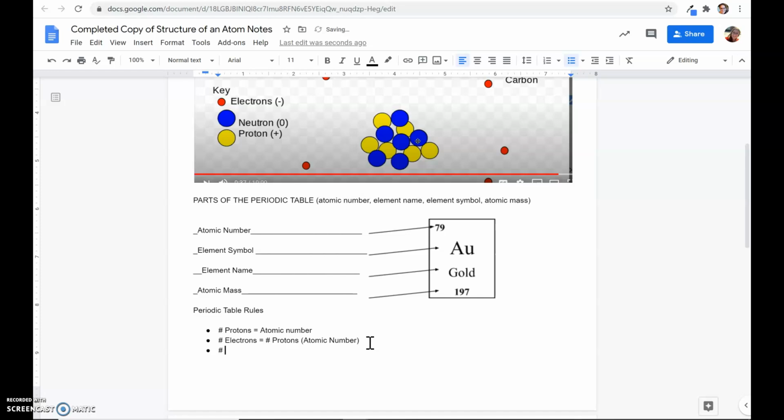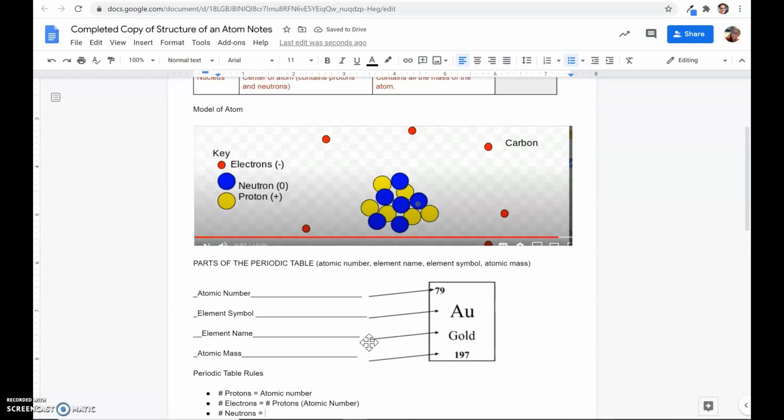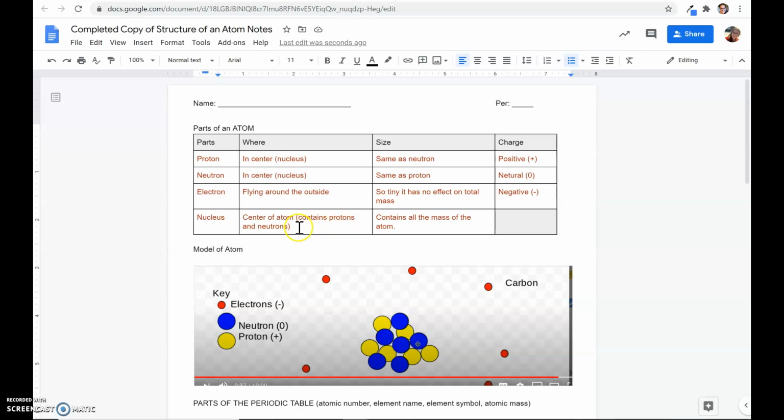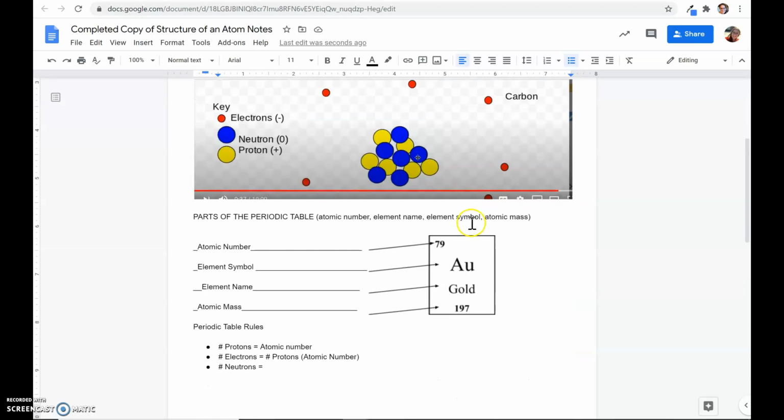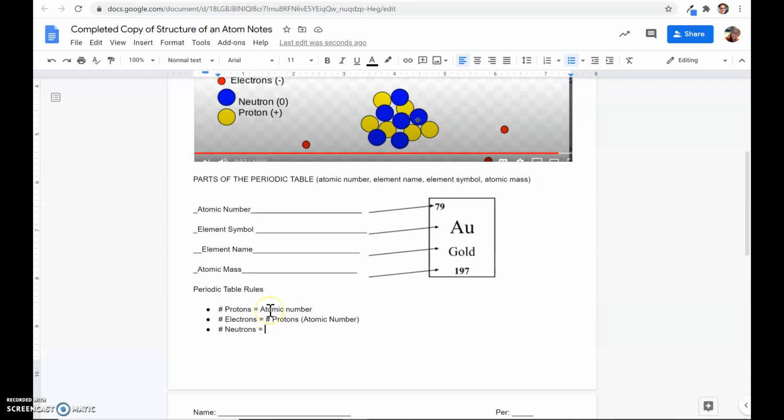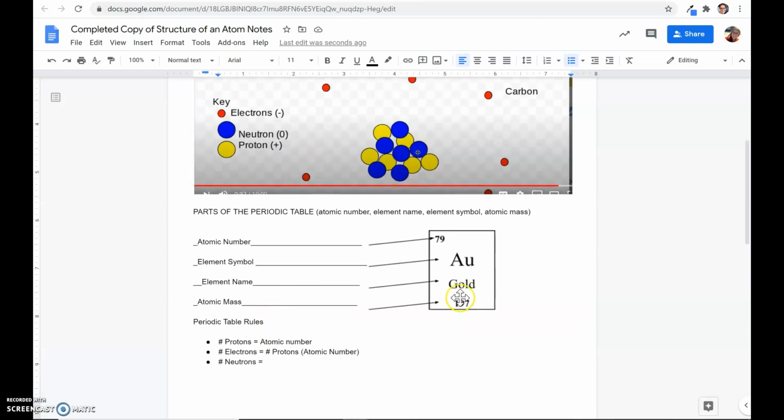Lastly, we have the number of neutrons. The number of neutrons is the one where we have to do a little bit of math. So if we come up here, we were talking earlier in these notes about how the nucleus is in the center of the atom, and it's made up of protons and neutrons. When we talked about the size, we said that the neutrons and protons weigh the same, and they contain all the mass because the electrons are so tiny they do not contribute any mass. So that being said, we know down here that this number, 197, is the atomic mass.